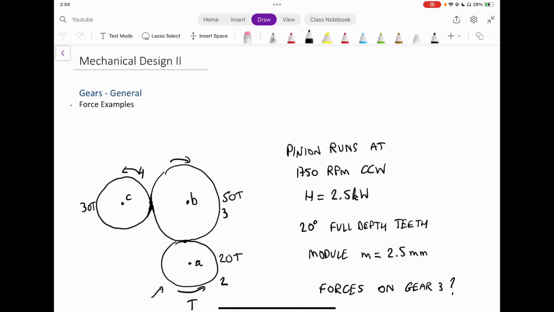Hey everyone, in this video we're going to be talking about gears in general and specifically looking at force analysis examples. We're going to be doing two examples in this video, and as always this video is part of a lecture series on mechanical design too.